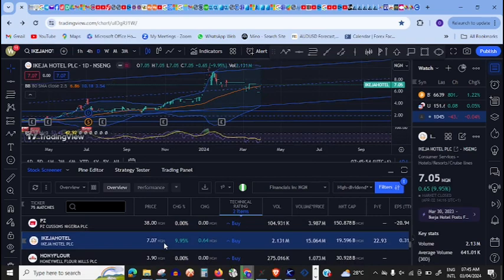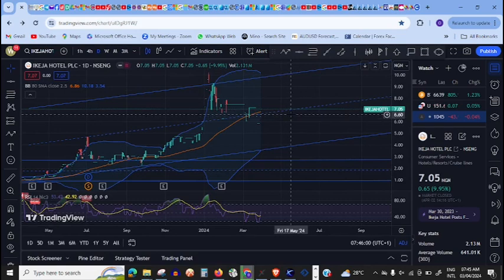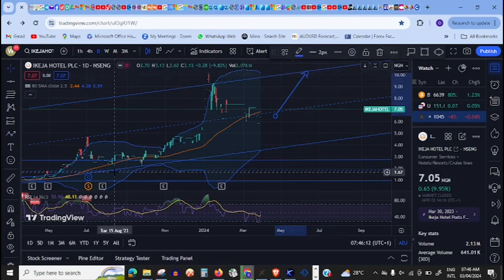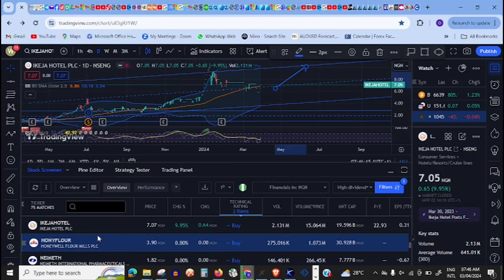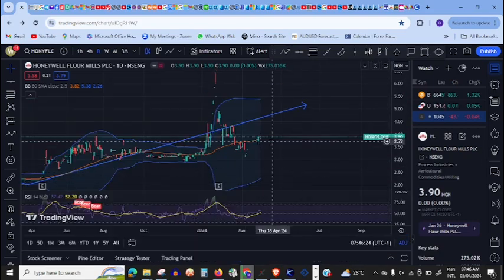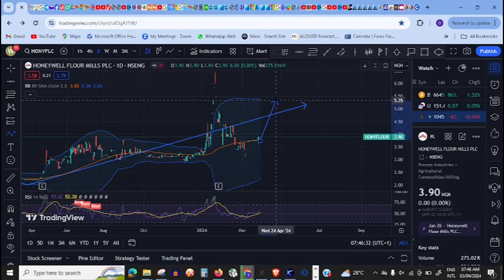Ikeja Hotel. For Ikeja Hotel, yes, we still have room to move higher. So you can get around maybe 6 naira 60 kobo to top of the band. Top of the band is around 10 naira. Okay, Flour Mills. This is very good for me. Flour Mills is a very good one. And we have rejection. So I can get Flour Mills at around 3 naira 38 kobo. Then we take it to the top of the band, which is at 5 naira 35 kobo.